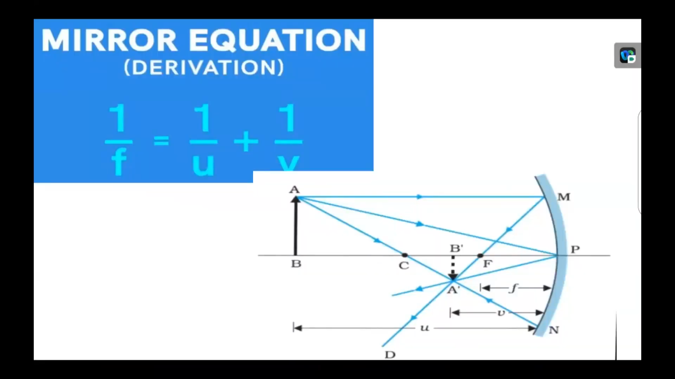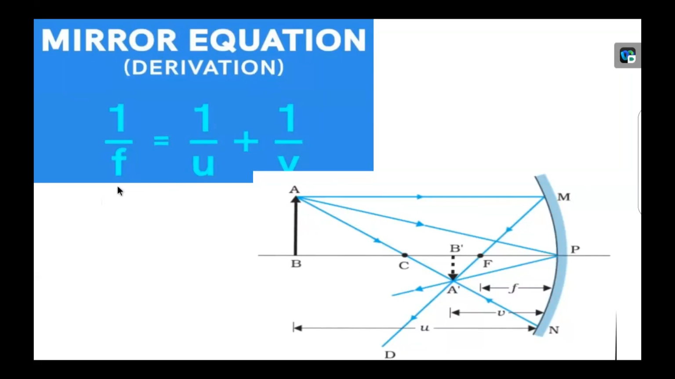Now, observe the diagram which was shown in the presentation. Here we have taken the object height as BA, and we have taken a concave mirror.